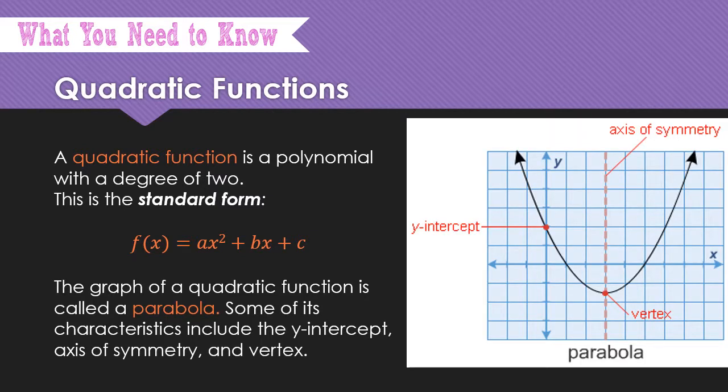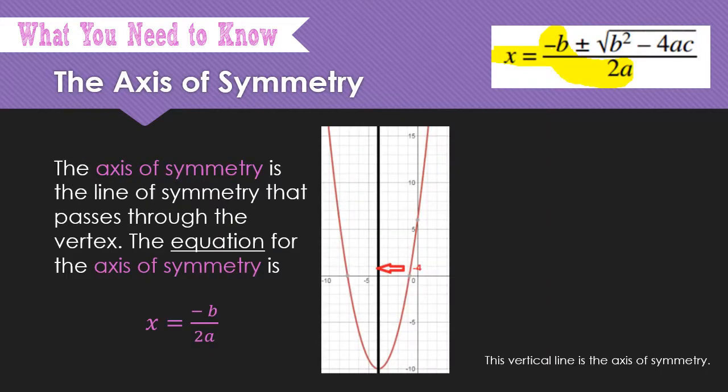The graph of a quadratic function is called a parabola, and some of its characteristics include things like the y-intercept, the vertex, and then what we're going to be talking about, the axis of symmetry. There are other videos available on the y-intercept and vertex if you need that information as well. So the axis of symmetry is this line right here, and that's what we're going to be zoning in on today. So what do we need to know about the axis of symmetry?